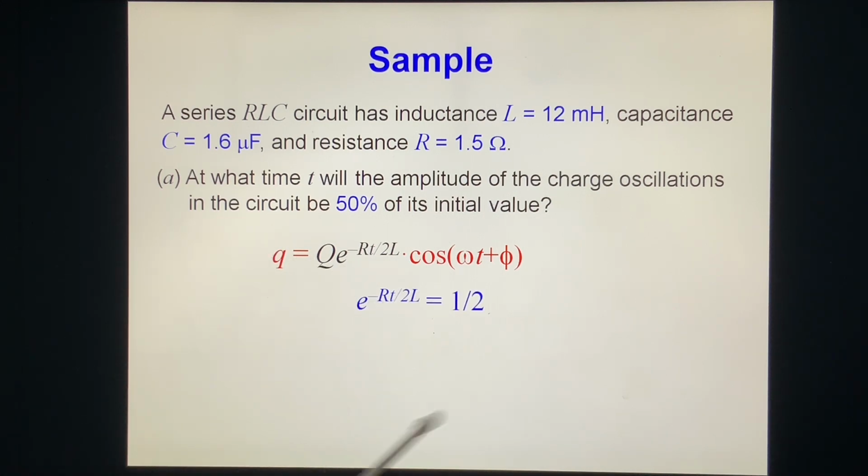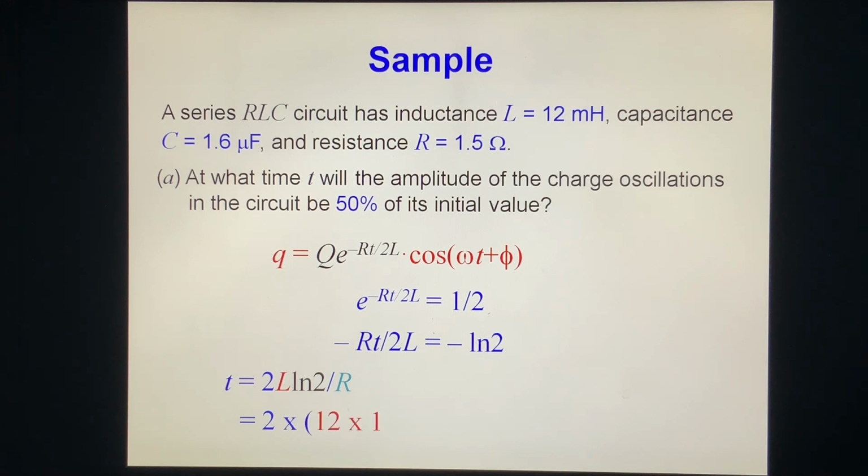We take the log, and we can get t. This is minus log half, which cancels out, so t equals 2 log 2 over R, or 2L log 2 over R. We put the numbers on the right side and get an answer: only 0.011 second, 11 millisecond.